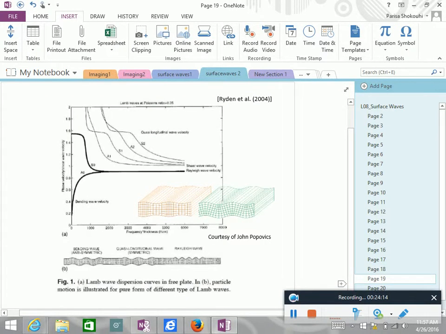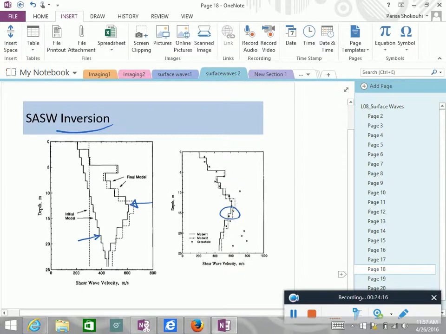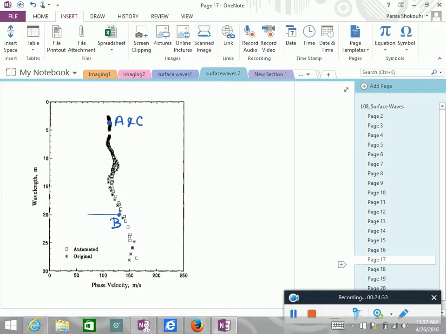How do we get from shear wave velocity to phase velocity to an inversion curve, to compare it at the end? How would we get from there? So we have a dispersion curve. This is clear how we get it.